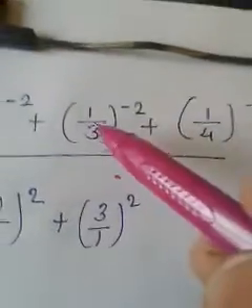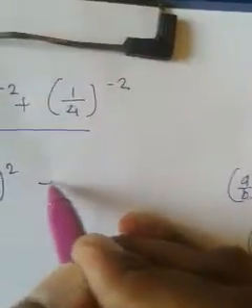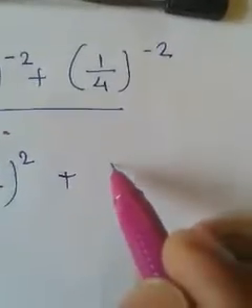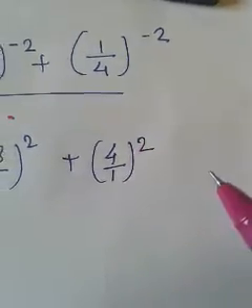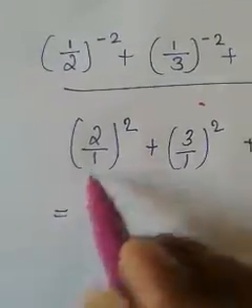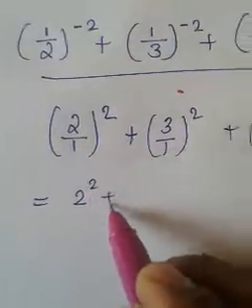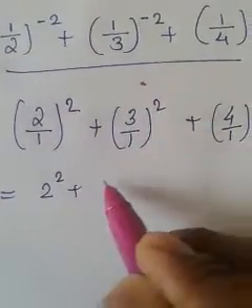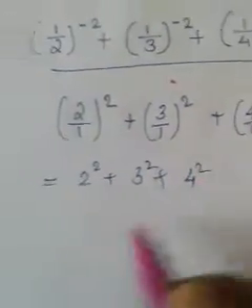Yes. So (1 by 3) raised to minus 2, we can write as (3 by 1) raised to 2, and plus (1 by 4) raised to minus 2, how can we write it? Yes, you are right, (4 by 1) raised to 2. This is the way. Clear? It will give you the answer. What is 2 by 1? 2. So (2 by 1) squared becomes 2 squared. What is 3 by 1? 3. So it becomes 3 squared. Plus what is 4 by 1? 4. It becomes 4 squared. Now we will get the answer.